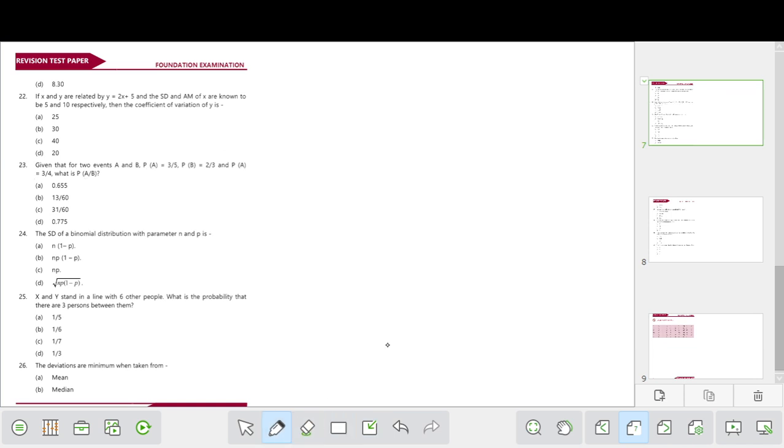Come to the next question. SD of binomial distribution with parameters n and p. So SD is equals to square root of npq, and we all know q can also be written as 1 minus p. The correct answer is D.